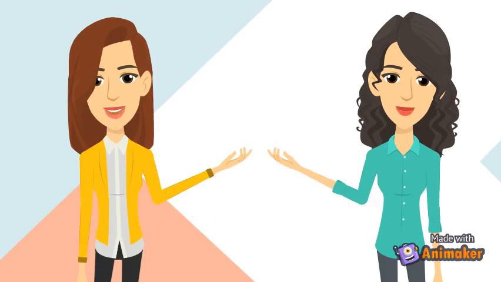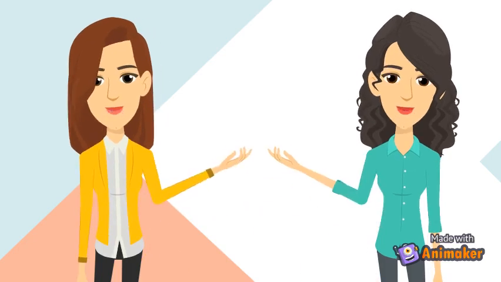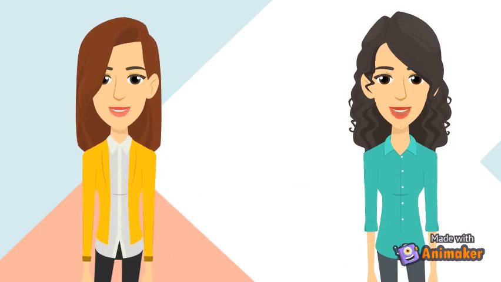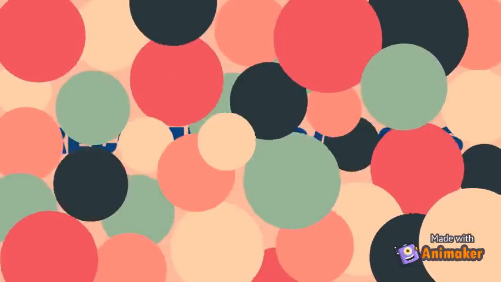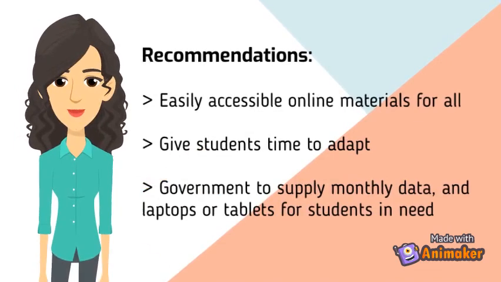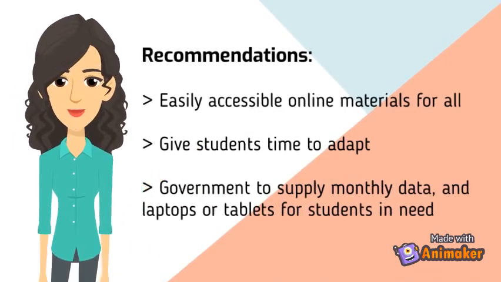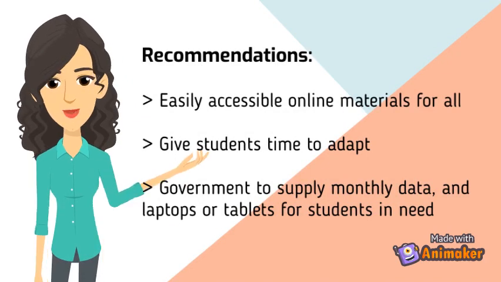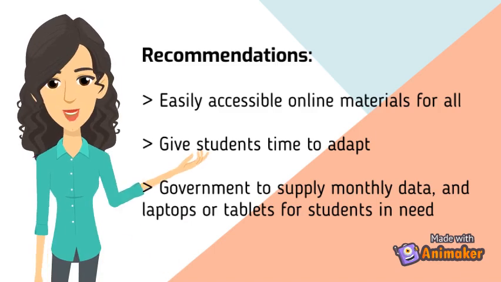Yes, indeed. Now we have some recommendations that we hope can help improve the quality of e-tests and e-assessments for all. Firstly, the government should have online materials that are easily accessible for all. Schools should also give students time to adapt to the e-learning and e-assessment system instead of forcing the new system onto them. And thirdly, the government should supply monthly data and laptops or tablets for students in need.